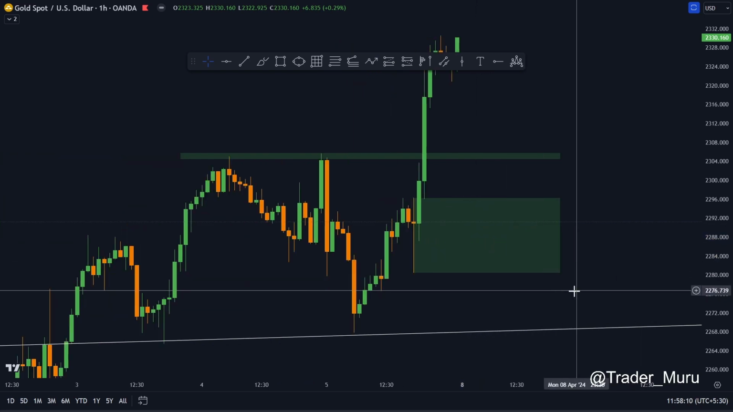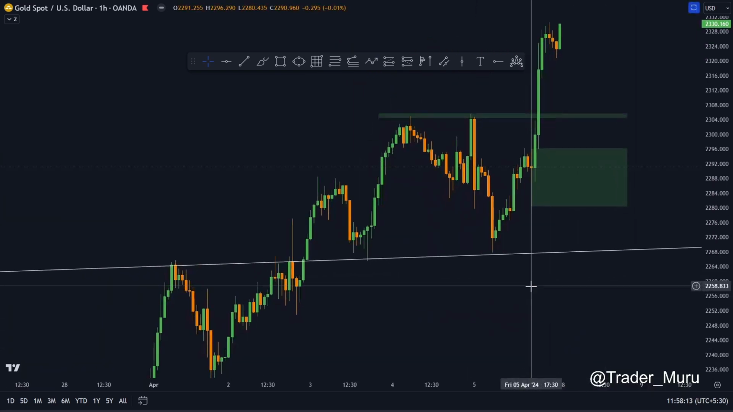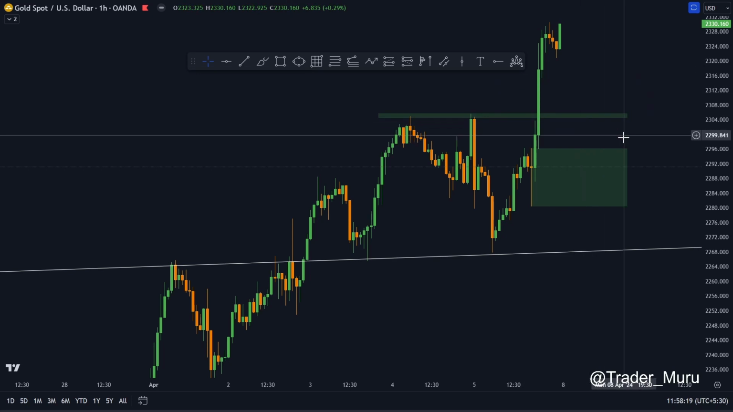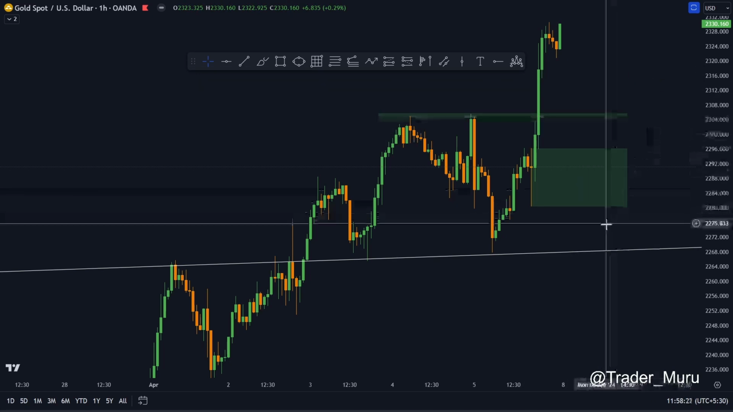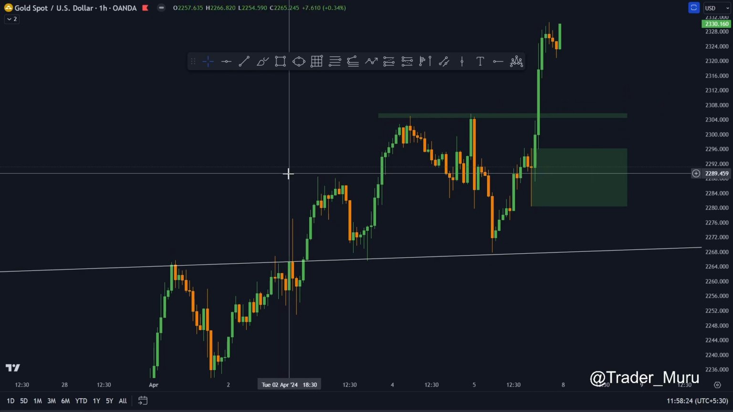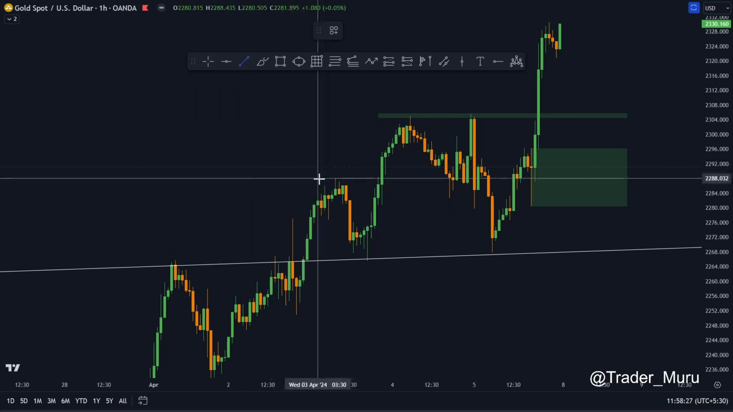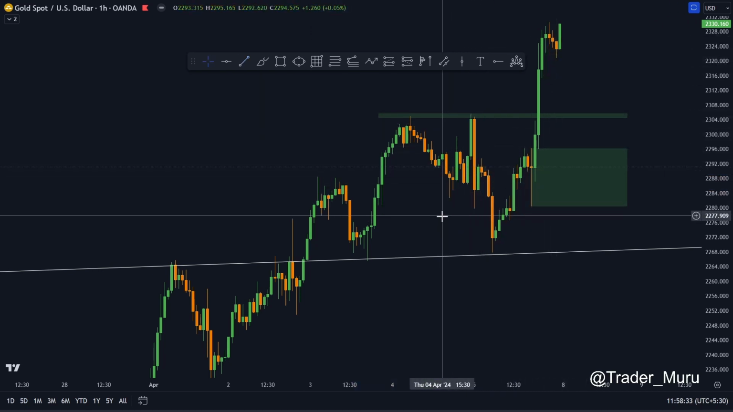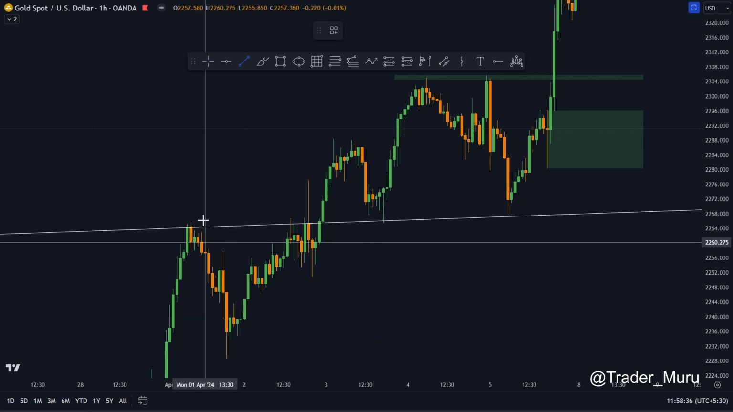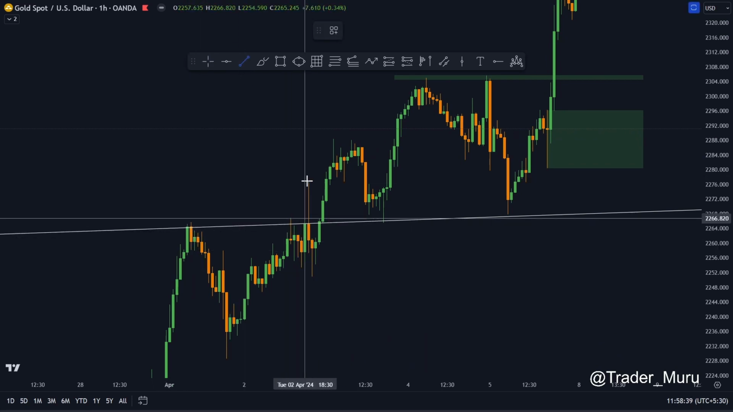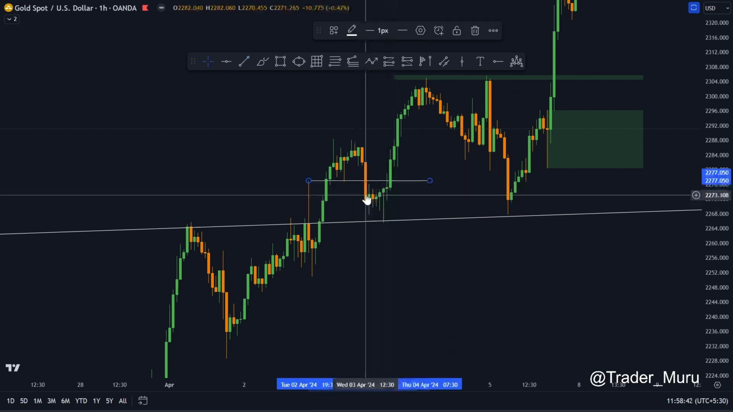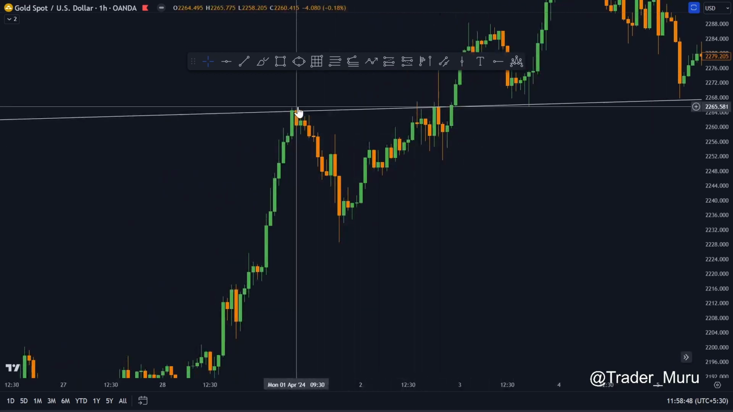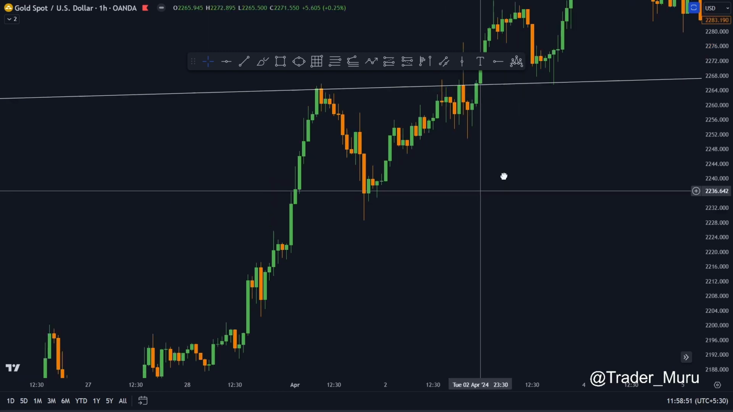And one thing I have already seen, that gold never tests its last high in just one tap. It goes below it, takes some SL, and then rises again, just like over here. You can see this was the last high. It went below it, took some SL, and bounced again. Same over here. This was the last high. It goes below it, takes some SL, and bounces. Same over here, below it.